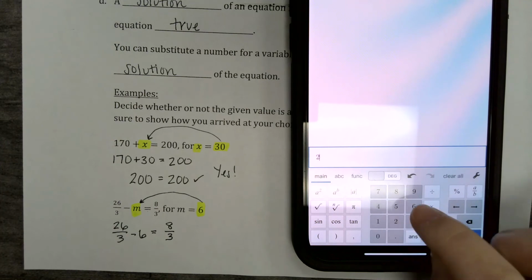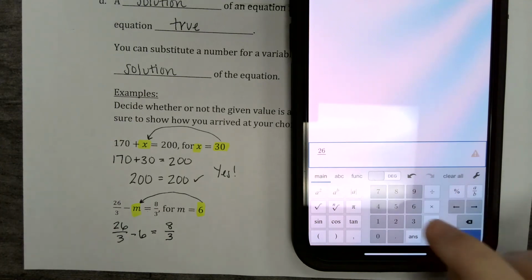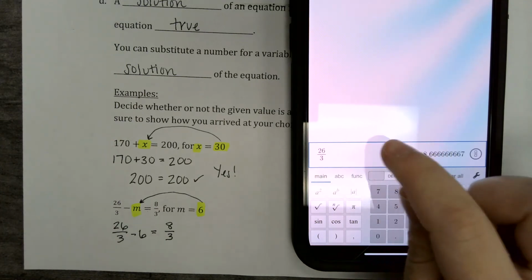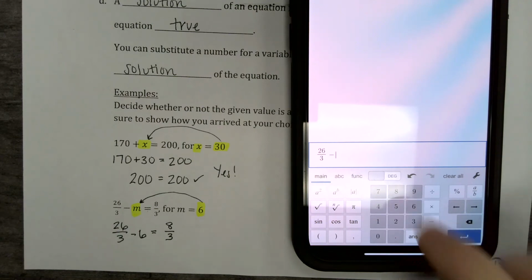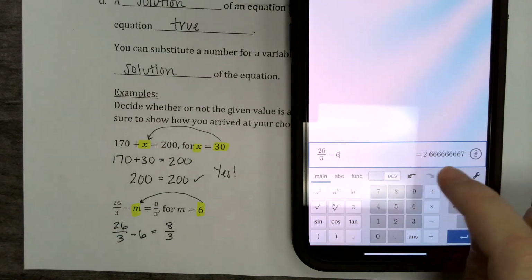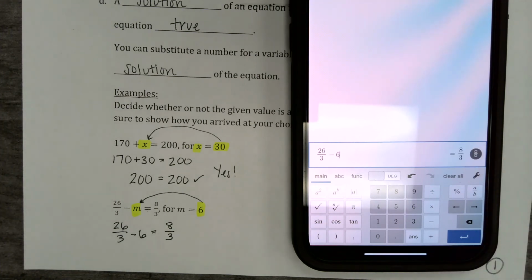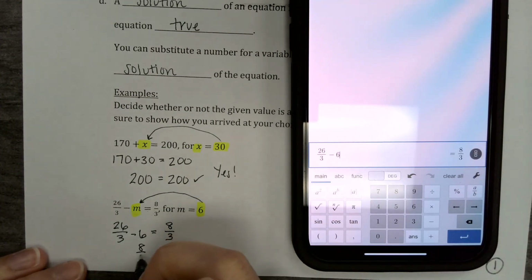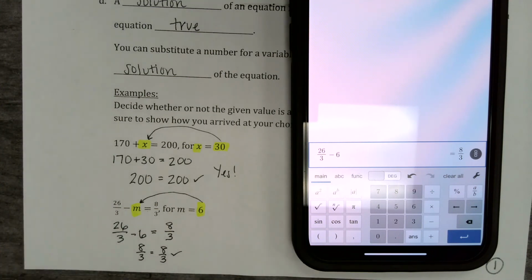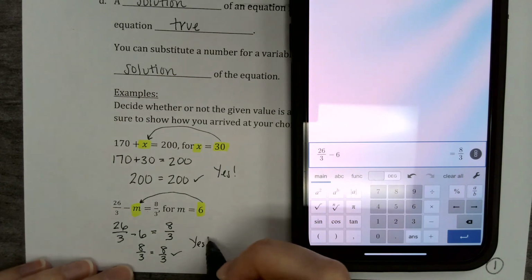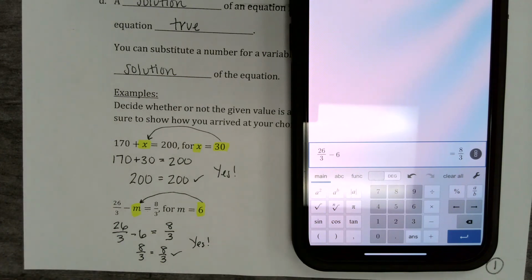So I'm going to take 26. And you can do this in your calculator, 26 over 3 minus 6. And we get 2.6 repeating. And see this little guy right here? It can change a decimal into a fraction. So I have 8 over 3 is equal to 8 over 3. Since both sides are equal, m equals 6 is a solution to my equation.